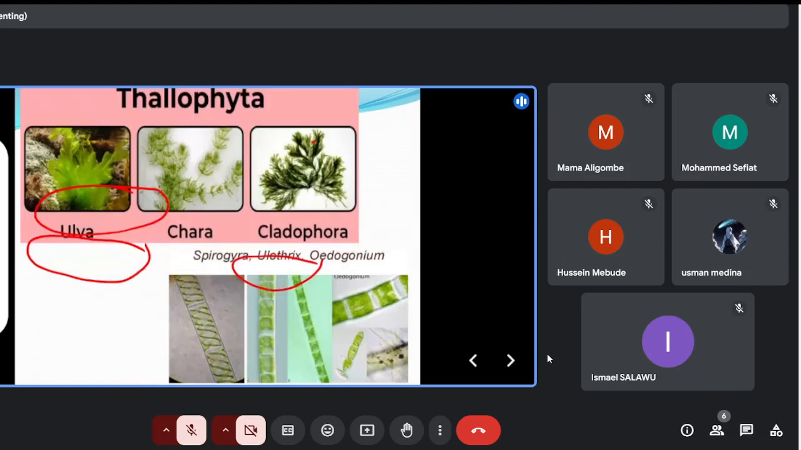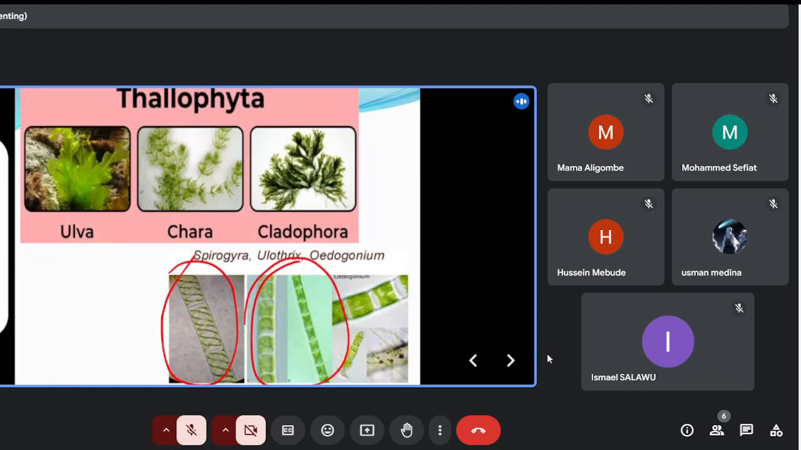Let's see the next slide. We should have examples here. These are examples of thallophytes. These are Spirogyra here. This is Oscillatoria. And these are the seaweed. This is Elodea. This is Chara.